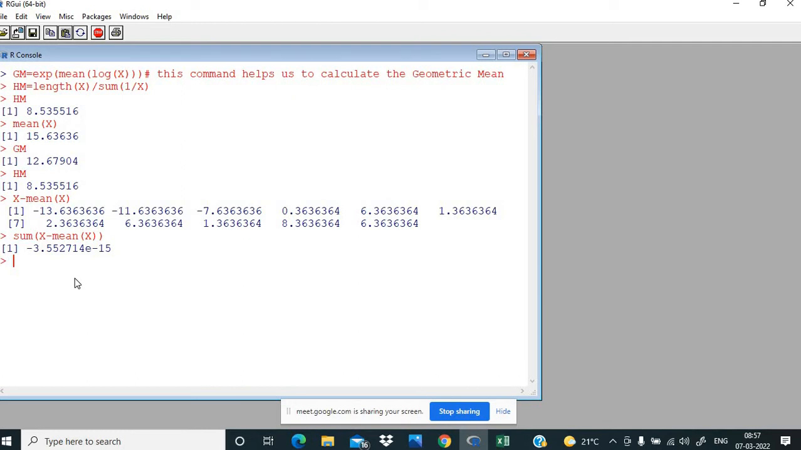Now let us look at standard deviation and variance. So variance, fortunately there is a command for variance, and that is variance of x, which will give me the variance of x directly. Okay, so I get the variance of the data set.